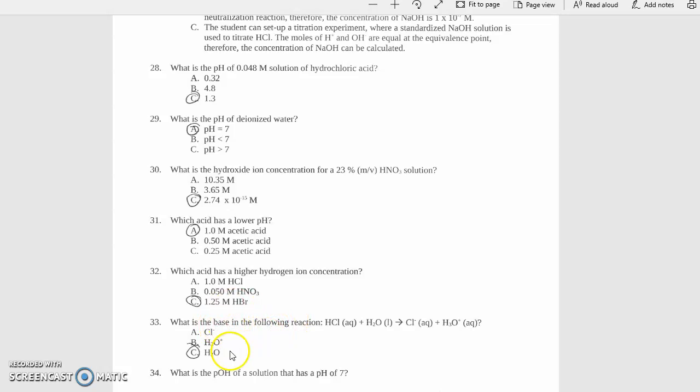HBr. Base in the following reaction is H2O. It has to be something on this side of the reaction. This is the acid, right? Very clearly. So this has to be the base.